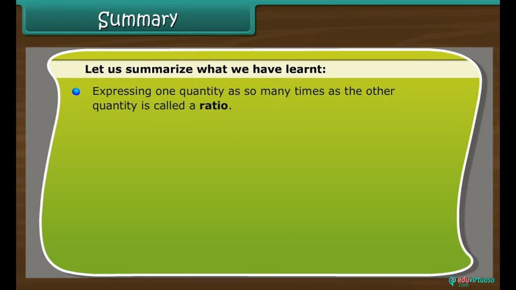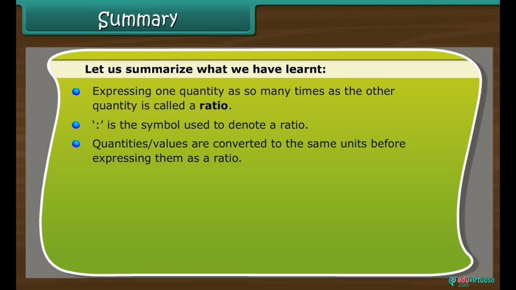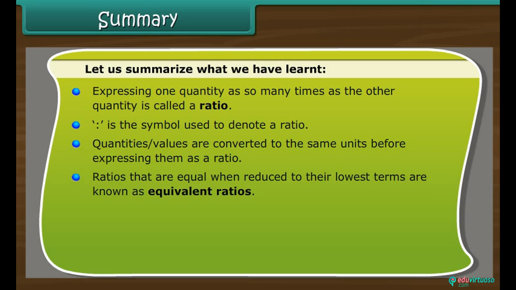Expressing one quantity as so many times as the other quantity is called a ratio. Colon is the symbol used to denote a ratio. Quantities, values, are converted to the same units before expressing them as a ratio. Ratios that are equal when reduced to their lowest terms are known as equivalent ratios.